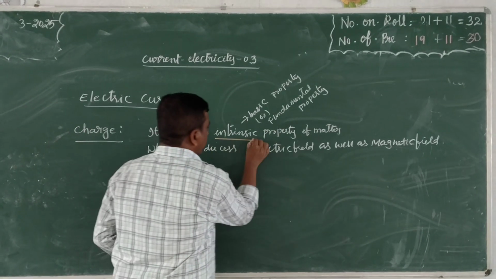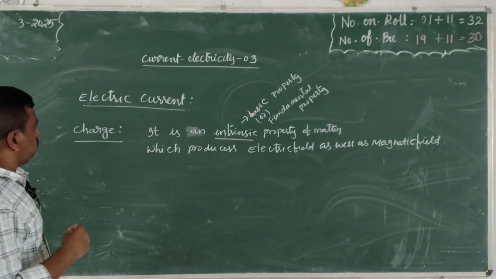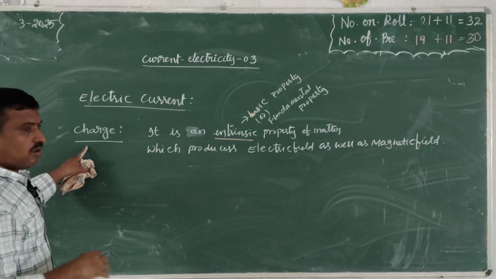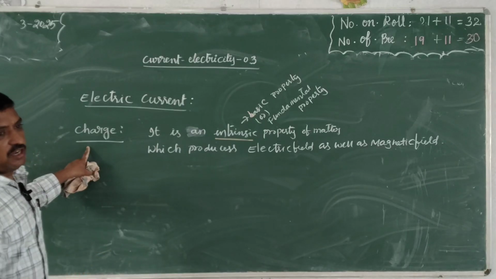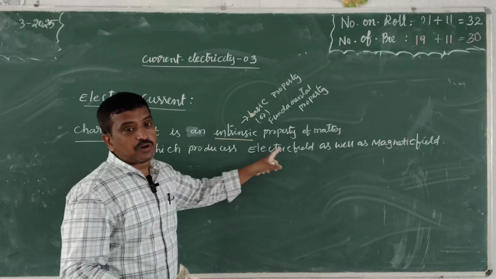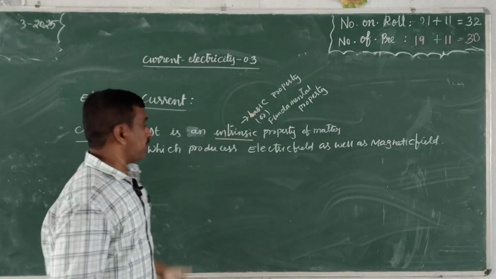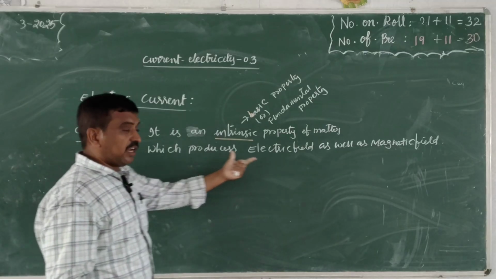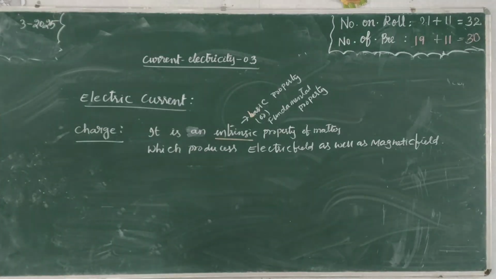Intrinsic is nothing but basic. It is the basis for electric charge, electric current, magnetism, electric field, magnetic field. That's why we can say that charge is an intrinsic property of matter. It is the basic property, fundamental property, which produces electric field as well as magnetic field.